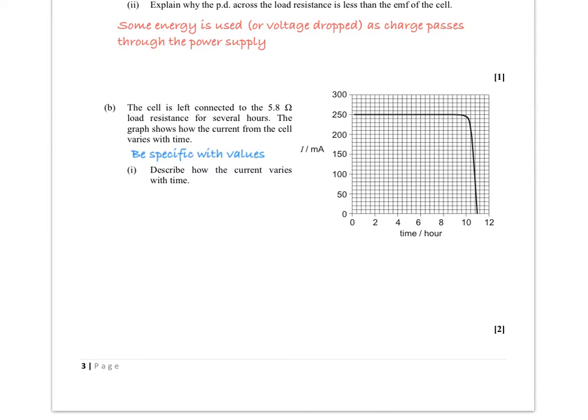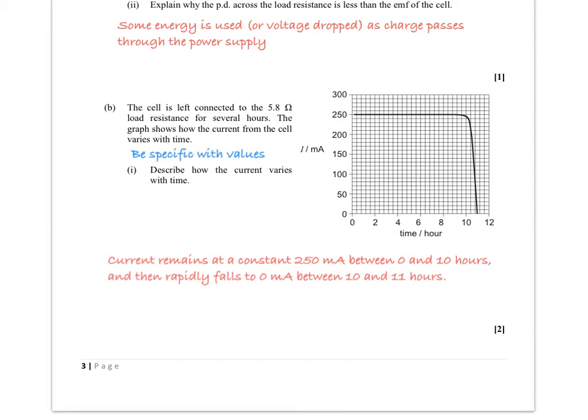So, first part of our description is that we've got a constant current of 250 milliamps for a time of up to about 10 hours. So, current remains constant at 250 milliamps between 0 and 10 hours, and then between about 10 and 11 hours, the current rapidly falls to 0 milliamps. So, being specific with the numbers in my answer to get myself full marks.